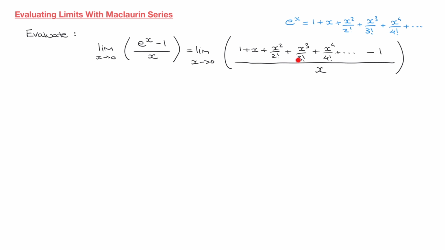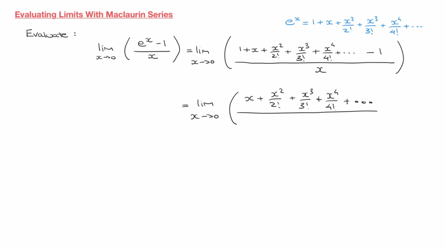And looking at the numerator we have here, the 1 that we have at the front and the 1 that's being subtracted on the far right-hand side will cancel each other out. So we can state that this is equal to the limit as x tends towards 0 of x plus x squared over factorial 2 plus x cubed over factorial 3 plus x to the power of 4 over factorial 4 plus so on and so forth. And all of that, again, is still divided by x.